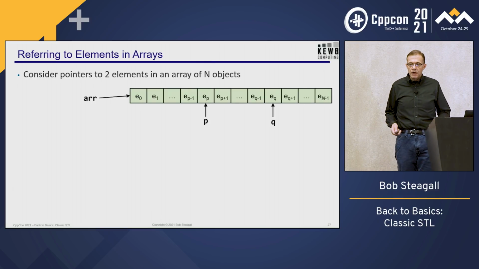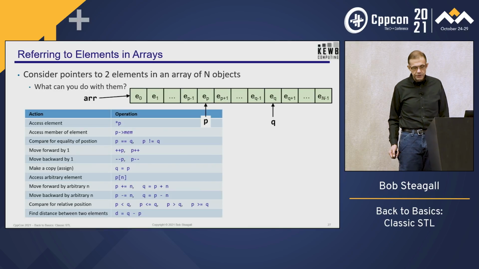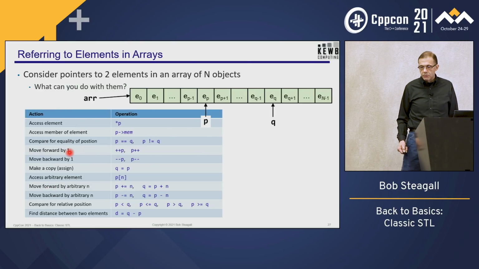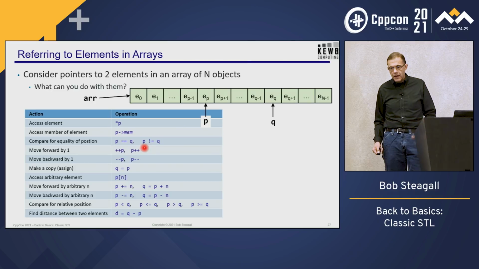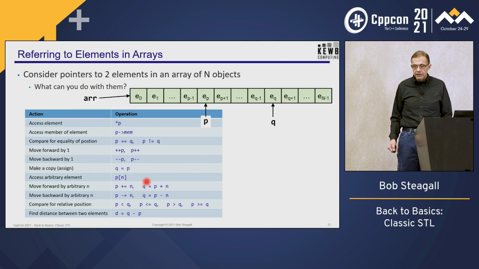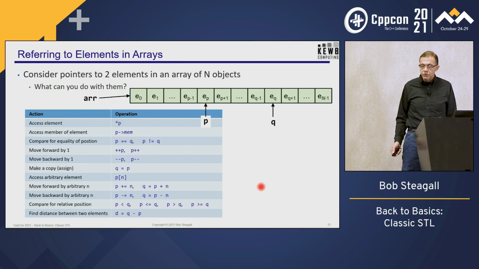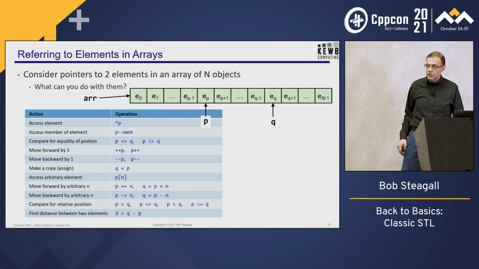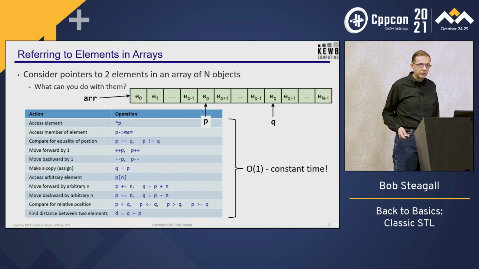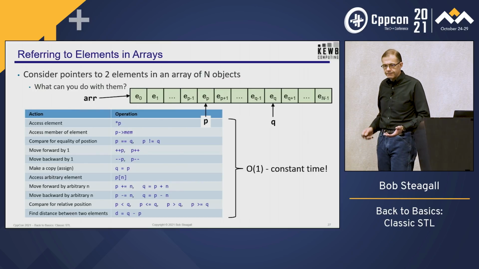Suppose you have an array and consider you have pointers to 2 elements in an array of n objects, right? What can you do with those pointers? Well, here's a table of things that you can do. You can access elements, you can access members of elements, you can compare for equality of position, you can move forward by 1 with pre or post increment, you can move backward by 1, you can make a copy of a pointer, you can access an arbitrary element through indexing, you can move forward and backward by an arbitrary amount, you can compare 2 pointers for equality, you can compare 2 pointers for relative position as long as both pointers point within the same array. And the interesting thing is that all of these operations have constant time complexity. They're all order 1 operations. So this is interesting. This is a concrete example of a kind of iteration.